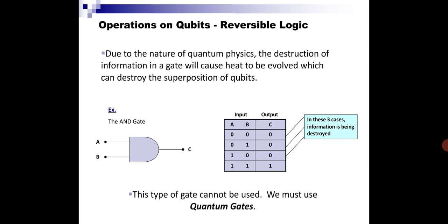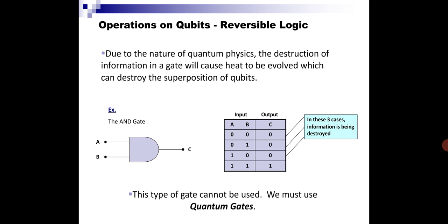As we know the truth table for the AND gate, A AND B is equal to C. That is, in the ANDing operation there is, in short, a dot product multiplication. So A dot B is equal to C. So 0 dot 0 will be 0, 0 dot 1 will be 0, 1 dot 0 will be 0, and only one result, 1 dot 1, is equal to 1. This type of gate cannot be used.